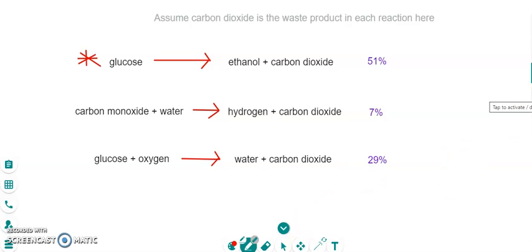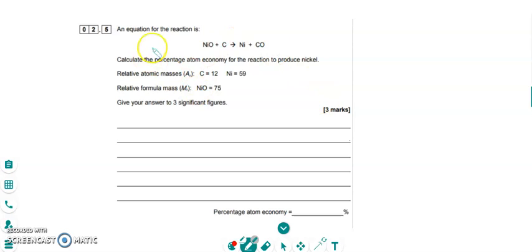Let's work through a practice question together. An equation for the reaction is nickel oxide plus carbon goes to nickel plus carbon dioxide. Calculate the percentage atom economy for the reaction to produce nickel. It gives you the relative atomic masses of the elements and the relative formula mass of the only molecule needed. So we know that the atom economy is the mass of the desired product, which is nickel, divided by the mass of all the reactants added together.